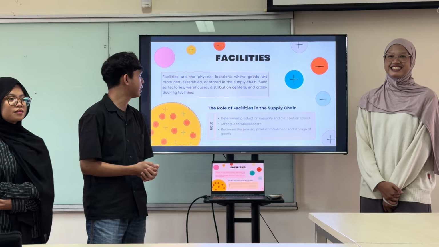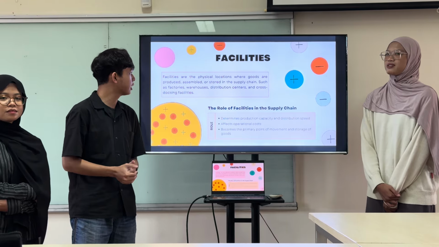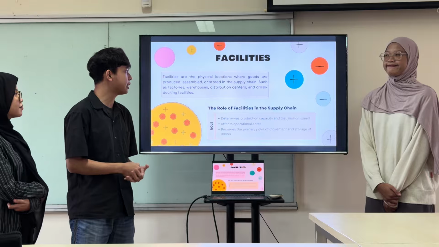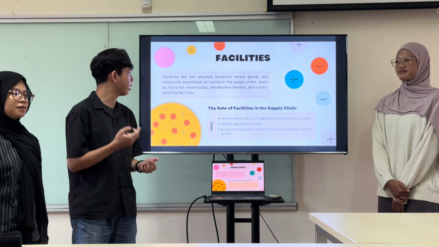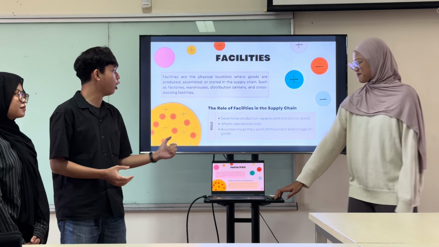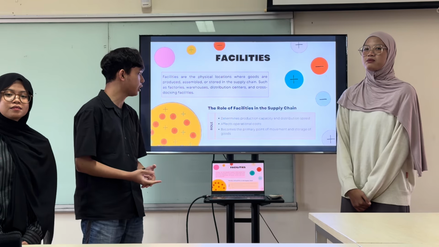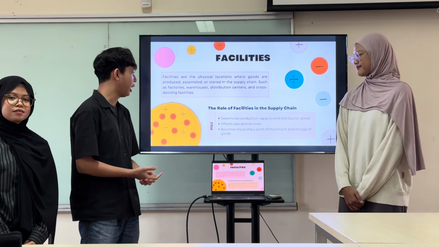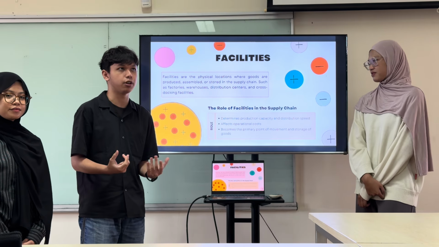And this is the facilities. So facilities are the physical locations where goods are produced, assembled, and stored in the supply chain, such as factories, warehouses, distribution centers, and cross-docking facilities. The role of facilities in the supply chain: the first is to determine the production capacity and distribution speed, and the second is that it affects operational cost. Of course, the nearer it is, the cheaper it will be. And then the last is that it becomes the primary point of movement and storage of goods.